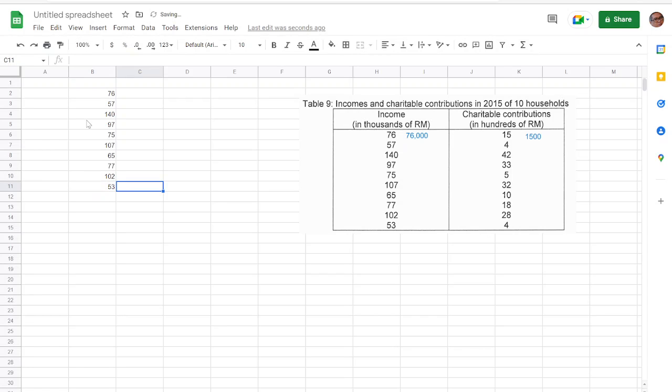Okay, and then next one you have 4, 28, 18, 10, 32, 5, 33, and then 42, 4, 15. Okay, so this one is X and this is Y. Okay, so you have X and Y.